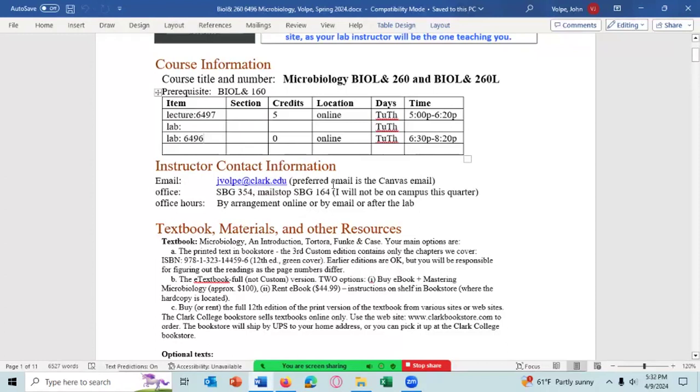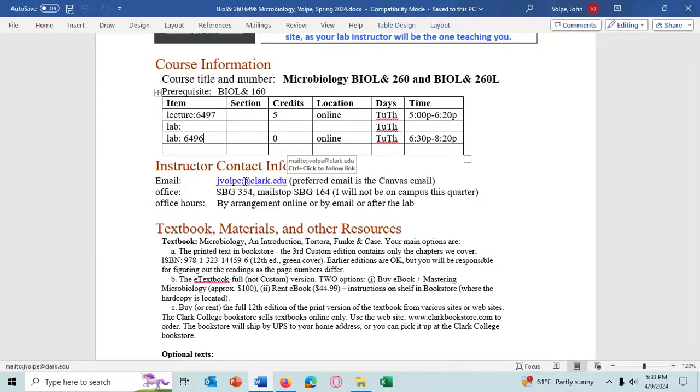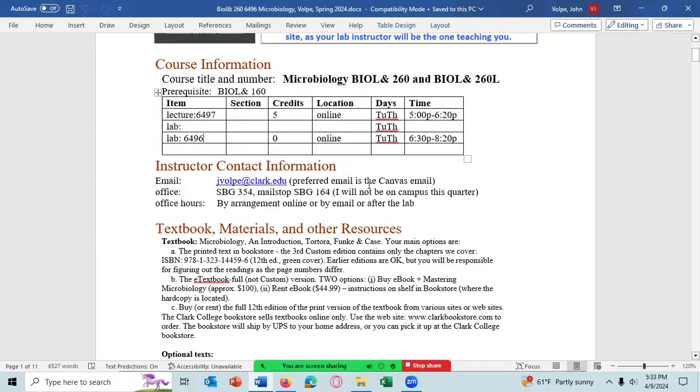My email, I actually prefer you to send me email in Canvas. If you use the Canvas email, I will check it at least every other day, if not every day. Generally, Monday through Friday, I'll probably check it every day, or at least every other day. If you submit it to jvolpe@clark.edu, I'll only check it at most twice a week, and sometimes only once a week. So if you want a quick reply, send it to the Canvas email.